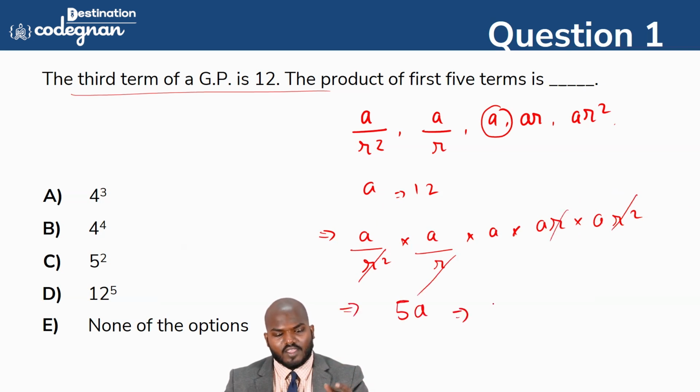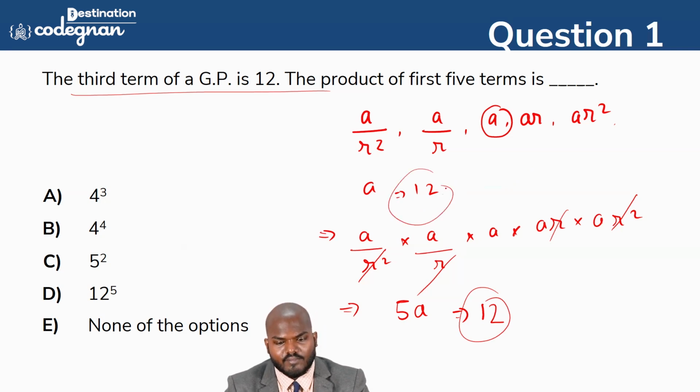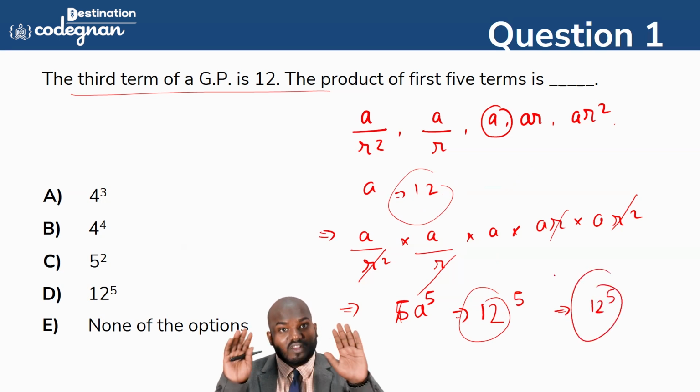You can simply say that A is equal to 12. So for the product of the terms, we can directly say the value, 12. Okay, so the product of the 5 terms, that is AR square, we can say like this. At 12, we can say here in this place. So if there is a product of 5 terms, it is not 5A, it is A power 5. Okay, sorry, A power 5 means we can directly say 12 power 5 is the correct answer of this question.